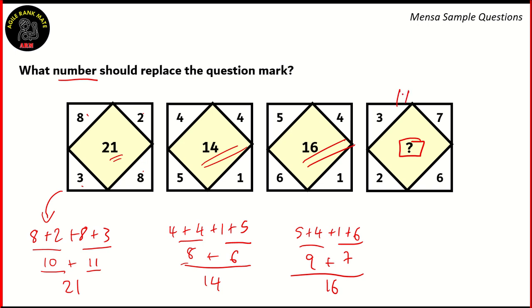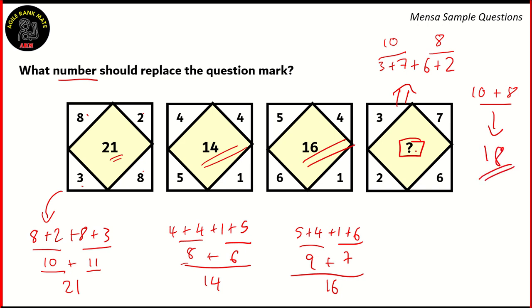So for the fourth figure, all we have to do is find the sum of 3, 7, 6, and 2. 3 plus 7 gives you 10. 6 plus 2 gives you 8. And 10 plus 8 gives you 18. So therefore, the number that should be replacing the question mark is 18, because basically it is the sum of the 4 numbers that are outside the tilted square. So therefore 18 turns out to be the right answer.